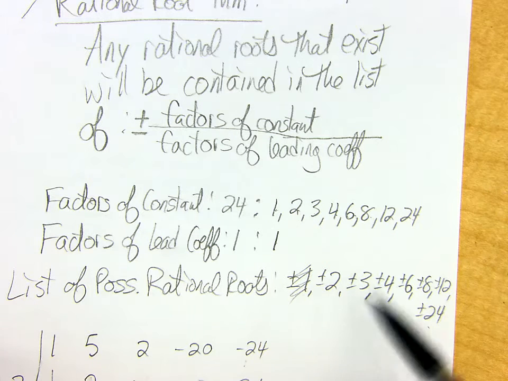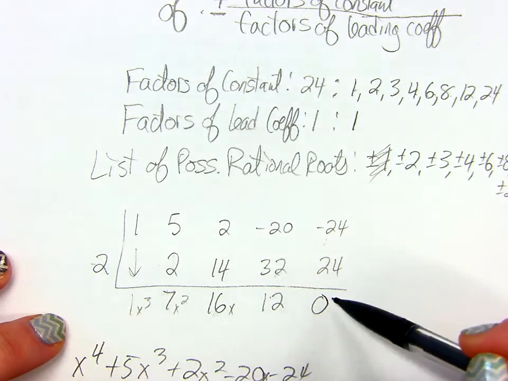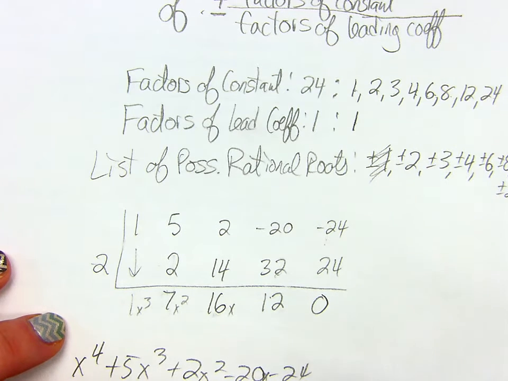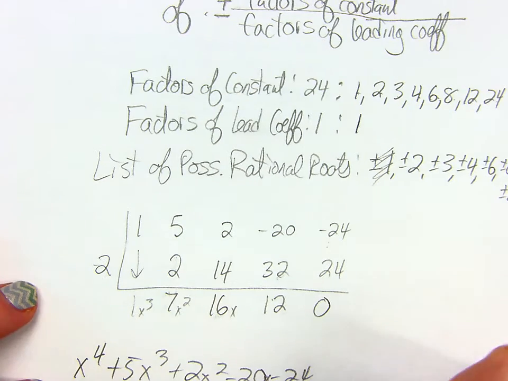So now I'm going through this list and I'm trying to find one that works. So how do you do that? You use synthetic substitution. So you just keep plugging in the numbers until you get a remainder of 0. Yeah? Is there any way to tell if you're getting closer to the... No. You just know it's going to be in that list, so... Yeah, you just keep going till you get a remainder of 0.